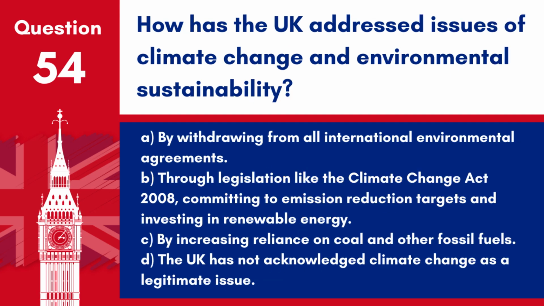Question 54. How has the UK addressed issues of climate change and environmental sustainability? A. By withdrawing from all international environmental agreements. B. Through legislation like the Climate Change Act 2008, committing to emission reduction targets and investing in renewable energy. C. By increasing reliance on coal and other fossil fuels. D. The UK has not acknowledged climate change as a legitimate issue.